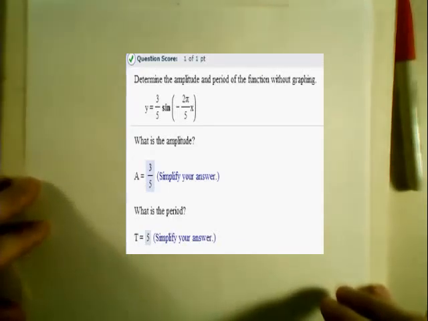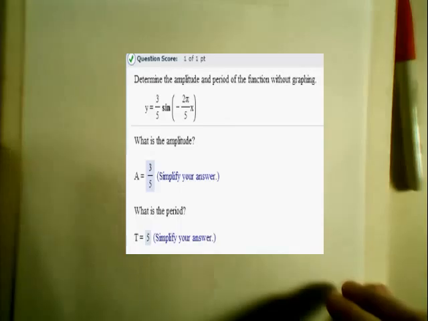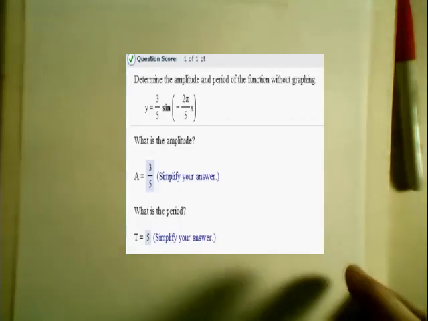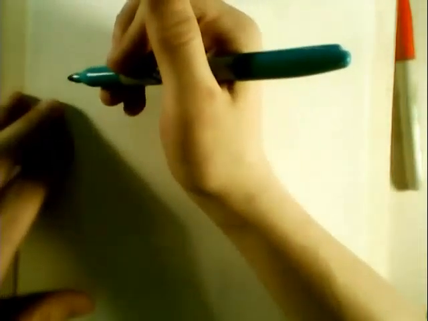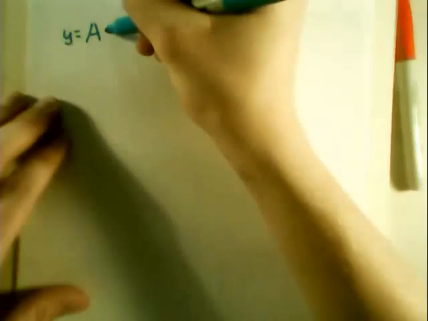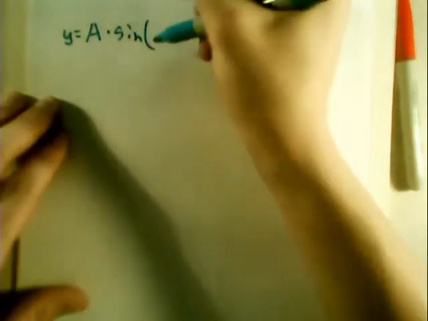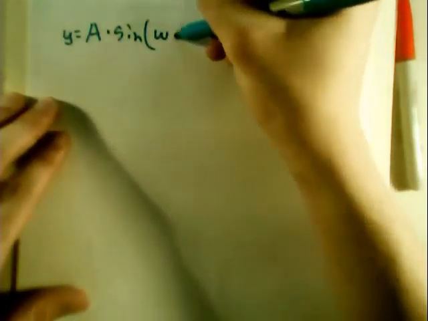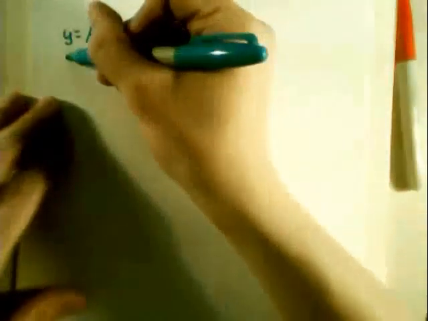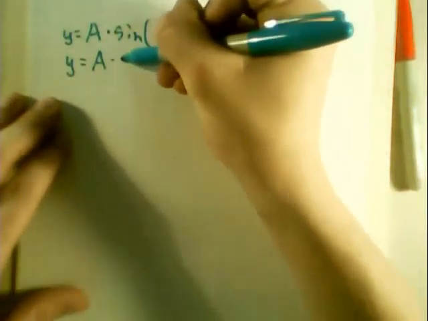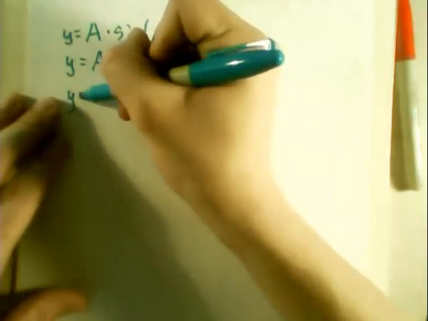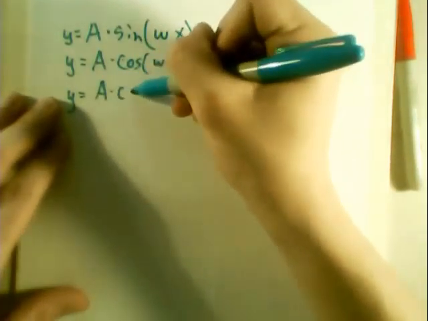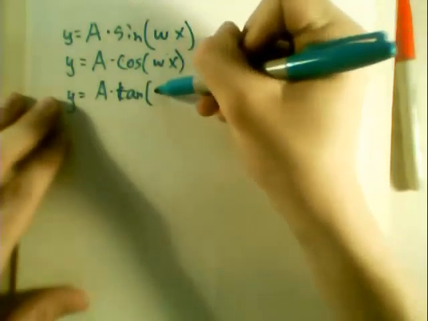Okay, this practice problem is number 8, and it wants you to determine the amplitude and the period of a given function without graphing it. So usually they come in the form of y equals A, which is your amplitude, times sine of w x, which I forget what it's actually called, something like that, or we could have it with cosine, or we could have it with tangent, and so on, like cosecant.